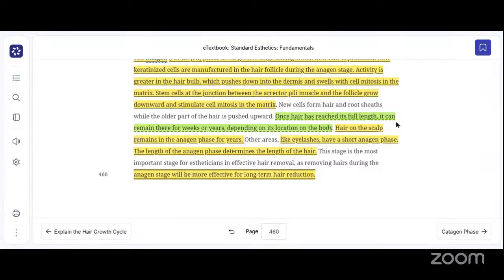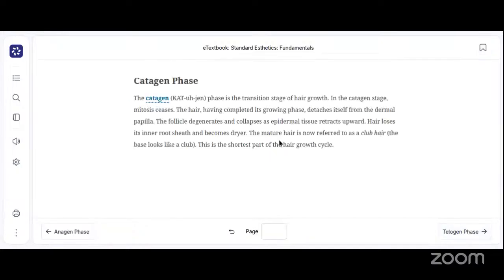Once the hair has reached its full length, it can remain in the anagen stage for weeks to years. It's a shorter growing phase for eyelashes. This stage is very important for estheticians when it comes to hair removal, because when you think about hair removal, you think about intimate areas, lash filling, lash replacement. All of those are great points to think about, and all of it is related together.